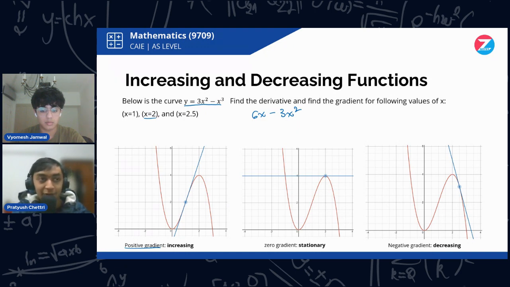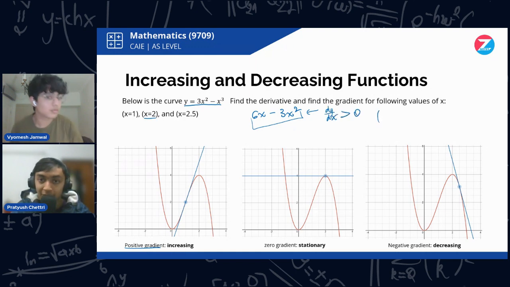Some questions will ask you for what range this function is decreasing. So you might need to show for what values the derivative is positive: dy dx is greater than zero for what x? Those questions do come up. So just use a quadratic inequality if you need to.